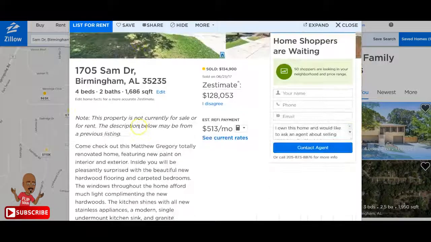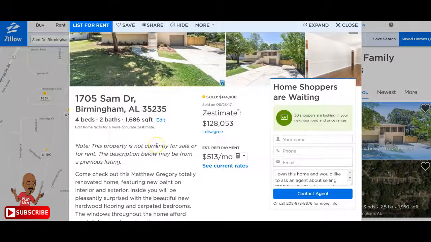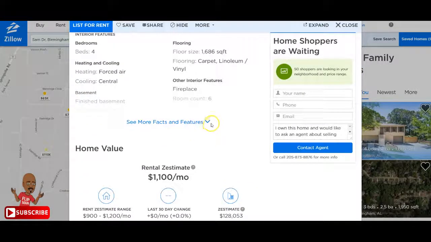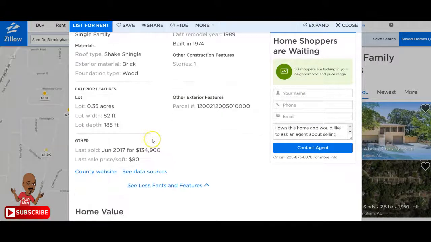Now, this may change with Zillow. Remember, I'm doing this on a laptop, so it won't look like this on your smartphone or tablet, but you still can maneuver through and get the same information. They're always changing their platform, but you should still be able to access the same information. What I do is scroll down to see more facts and features, and what I'm looking for is right here, last sale price per square foot. And boom, it's $80.